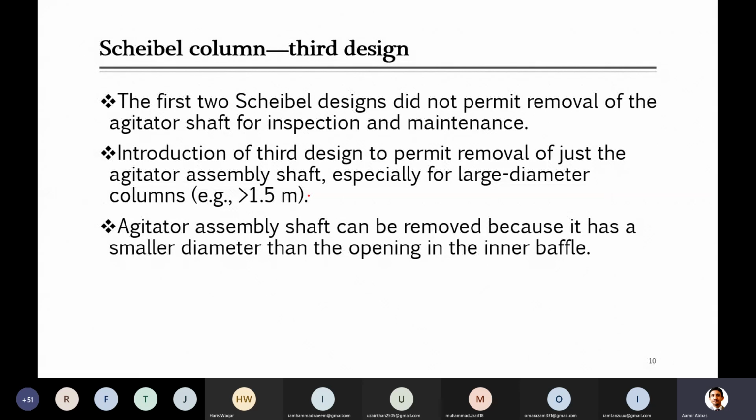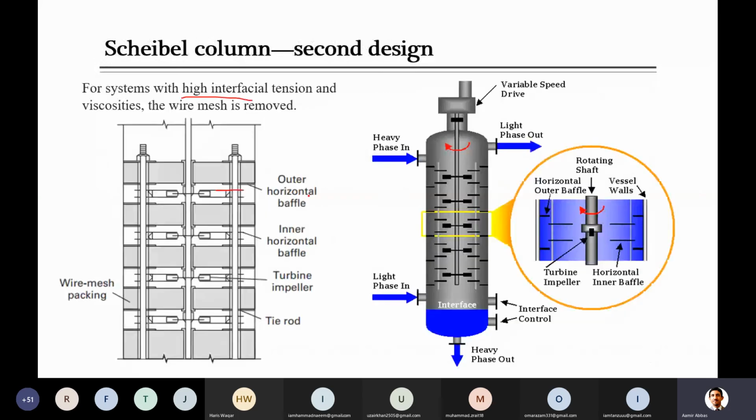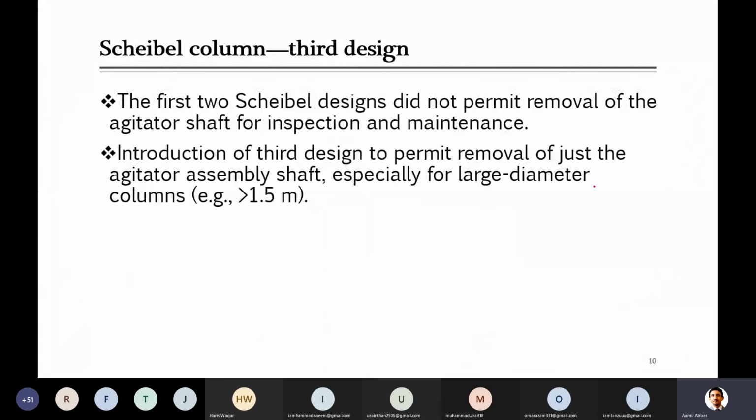The agitator assembly in this case was easy to remove, because he made a change in design. It has a smaller diameter than the opening in the inner baffle. Overall, if we have to move it out, there will be sufficient space. He said that its diameter, or the overall area it covers, is almost this area. So he maybe reduced the length of this as well, so that you can bring them out without disturbing all the other parts.